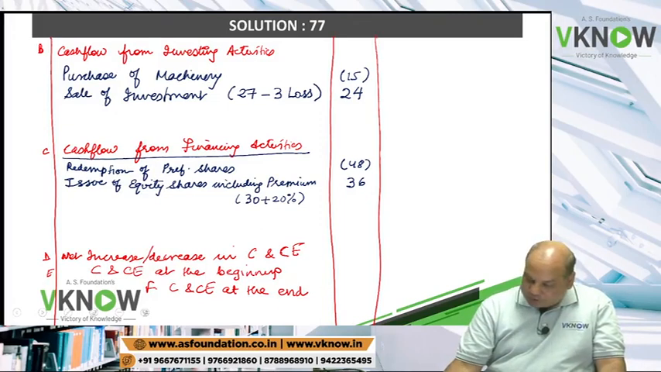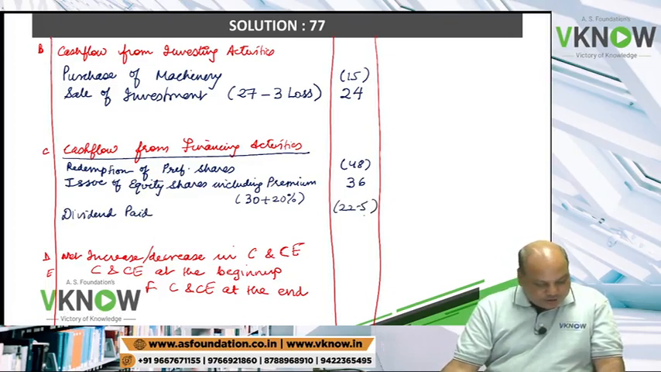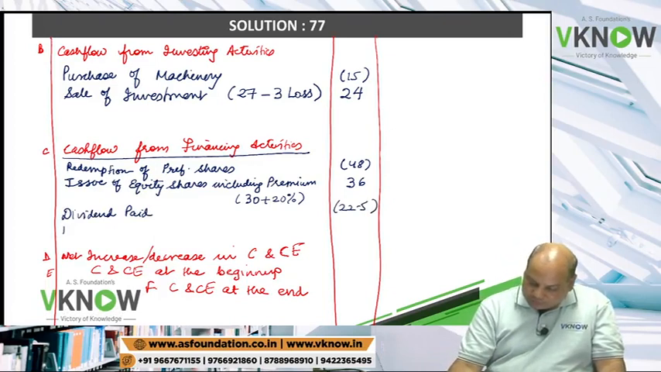Then next point is dividend. 22.5 crore was paid. Financing activity, dividend paid, 22.5. Debenture interest 3 crore paid. Same place, financing activity.